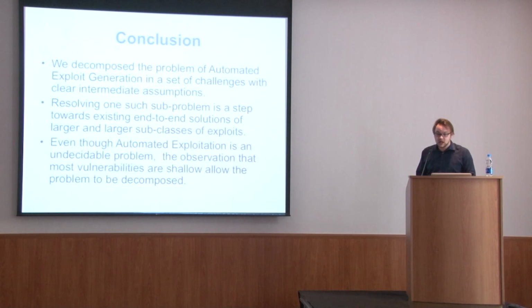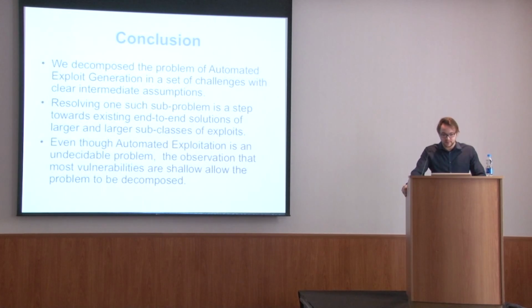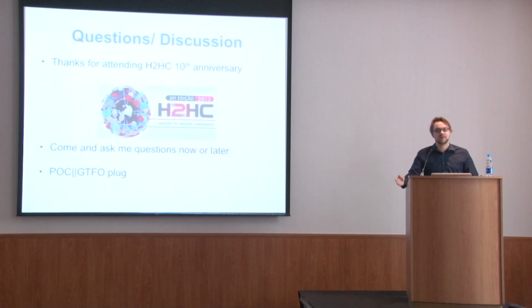To conclude, we decomposed the problem of automated exploitation into a set of challenging problems, and those problems are not going to be resolved anytime soon, especially because the general problem is undecidable. It's not going to be possible to do it every time, but people can actually try to do it sometimes. What are the conditions? What is the perimeter of this domain of possibilities? With this, I'll just take questions, and thank you very much for your attention.